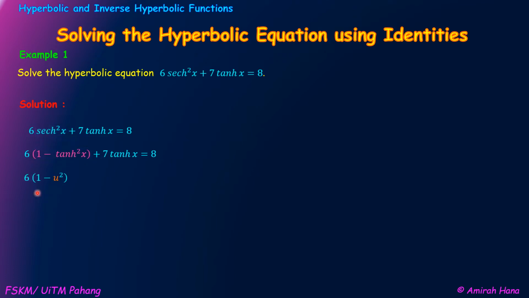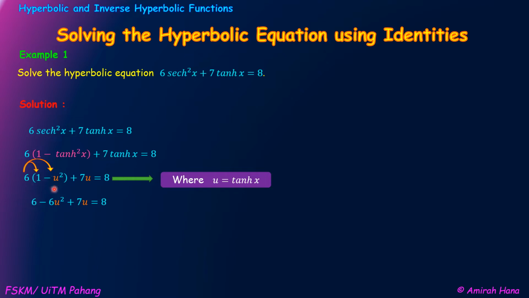Then we can write 6 times 1 minus u squared plus 7u equals 8, where u equals tanh x. After that, we expand. We multiply 6 times 1 and 6 times negative u squared. So we got 6 minus 6u squared plus 7u equals 8.